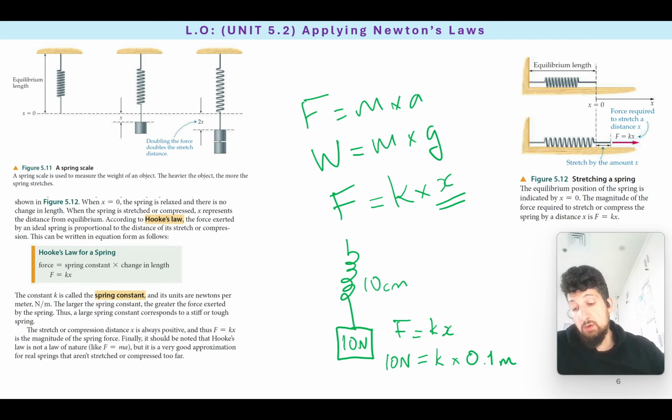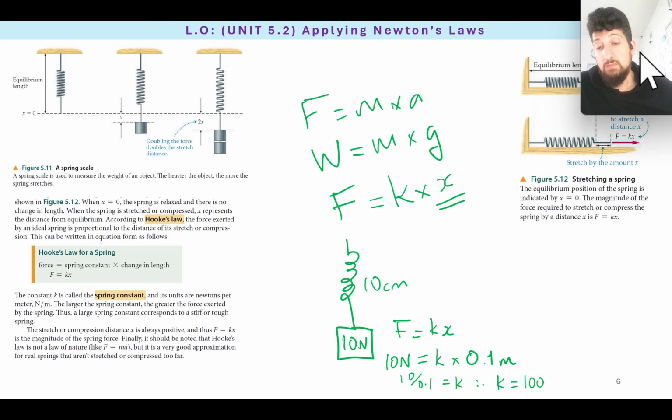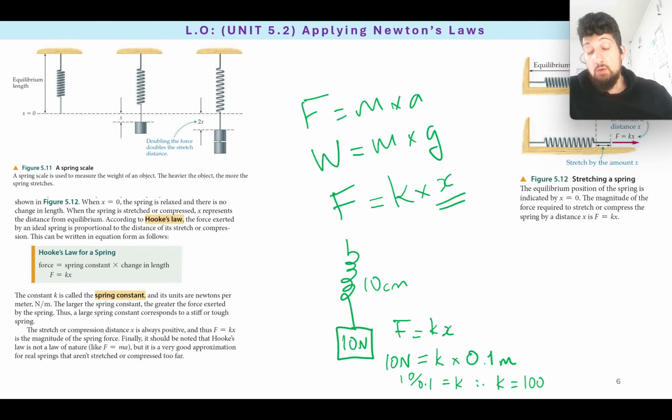So now what do I do? It's 10 divided by 0.1, and then I can work out the spring constant. So 10 divided by 0.1, and that equals K. Therefore, K equals 100. What is the unit for K? How do I work out the unit for K? I'm going back up there. What's the unit for K?